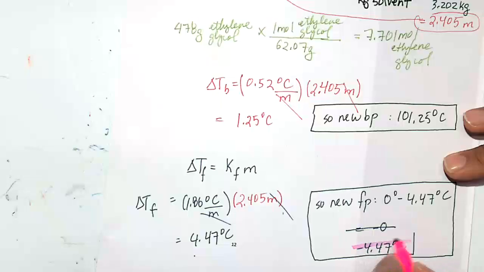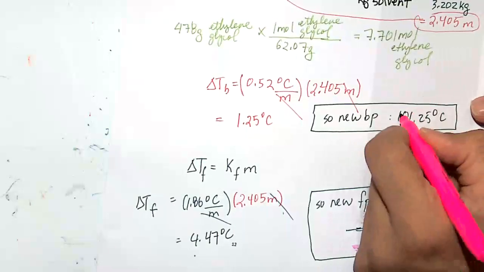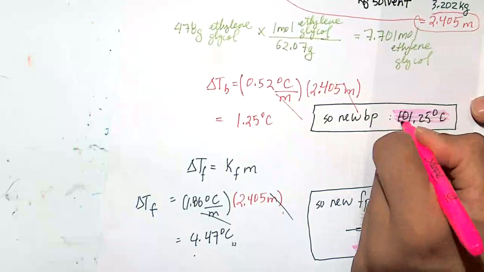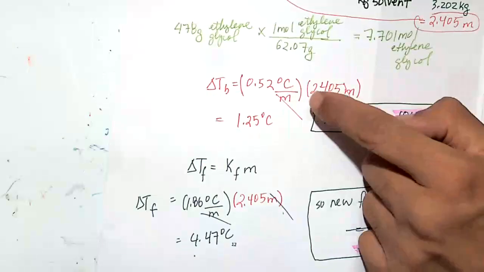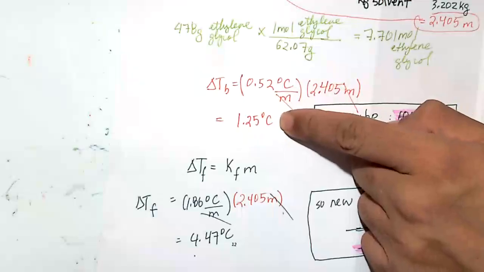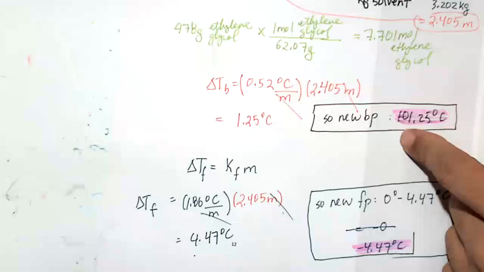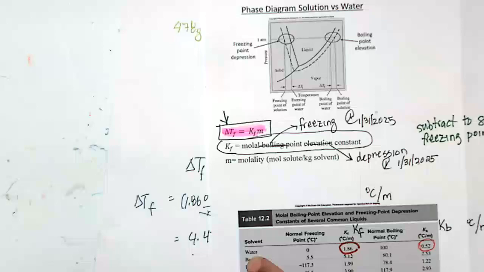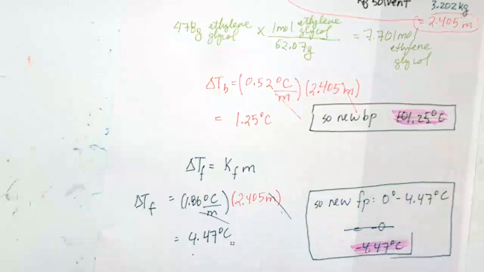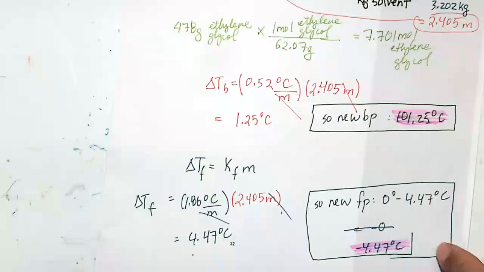This is the answer. So you always subtract it if you're calculating the freezing point, and if you're calculating the boiling point, you'll add it. Because what are the colligative properties? Boiling point elevation and freezing point depression. A lot of students in previous years will just calculate the change. And no, the new boiling point is not 1.25 degrees. Because the solvent is water in this problem, the boiling point is 100, so it will go up to 101.25.